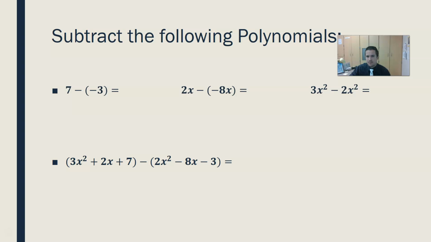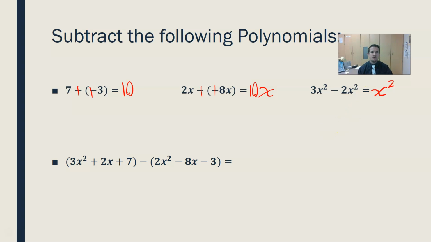So let's look at some examples here. Let me start with these up here. I have 7 minus negative 3. Again, minusing a negative makes a positive. 7 minus negative 3 is 7 plus 3, which is 10. Those signs change. 2x minus negative 8x is really 2x plus 8x, which is 10x. 3x squared minus 2x squared is just 1x squared. So those individual problems, again, they weren't too bad, right? Those aren't terribly difficult problems.